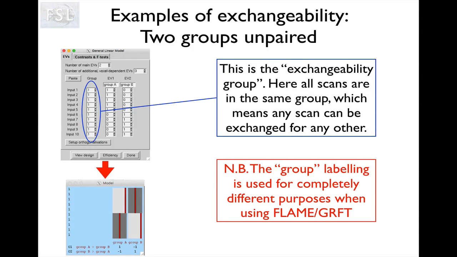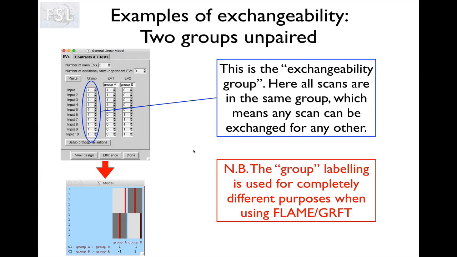So one example of that is two groups unpaired. Essentially we have 10 data points, 5 belong to group 1, 5 belong to group 2, and this is the model, calculating the mean for group 1 and the mean for group 2, right? And here is the exchangeability group. So essentially what we said here is that these all belong to the one and the same group, so we can exchange labels and data freely in this entire group here.